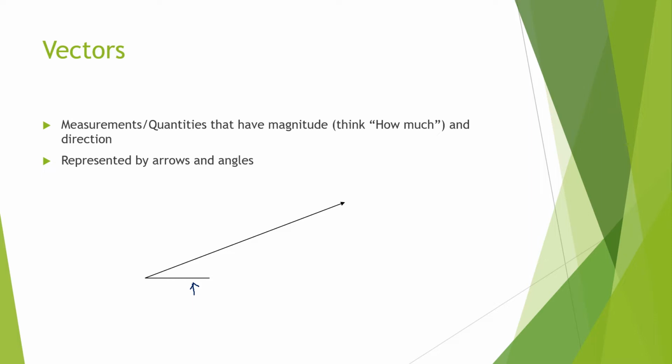Magnitude we can think of as how much. So one example would be a displacement of 23 meters. That would be our magnitude. That would be how much displacement we have. And then the angle, we have an angle, again represented by theta, of 21 degrees.